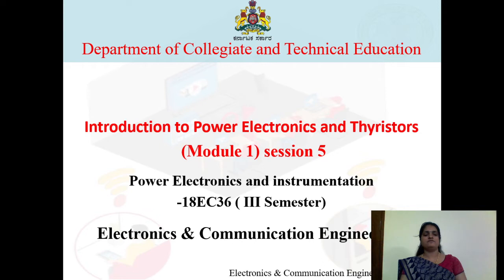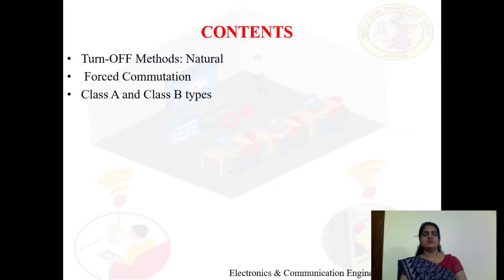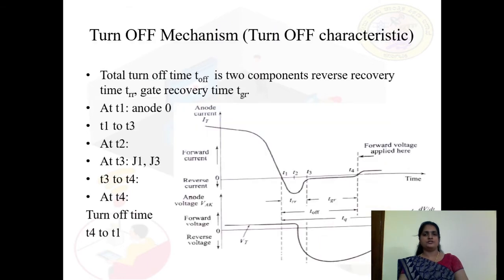Now we are at the fifth session. In this session we will discuss the turn off methods of this SCR. What are the methods available to turn off this SCR, that is, a thyristor? There are two methods: one is the natural method and the other is forced commutation. In forced commutation, there are two classifications, class A and class B type. So in session 5, we will discuss the turn off methods of the SCR by natural and forced commutation.